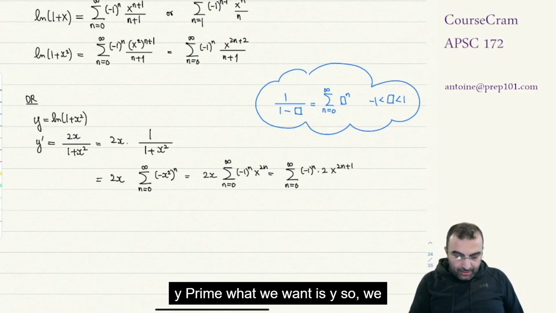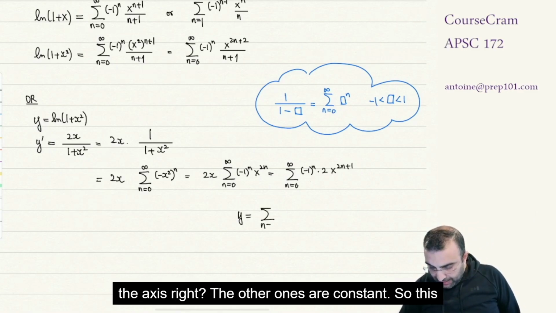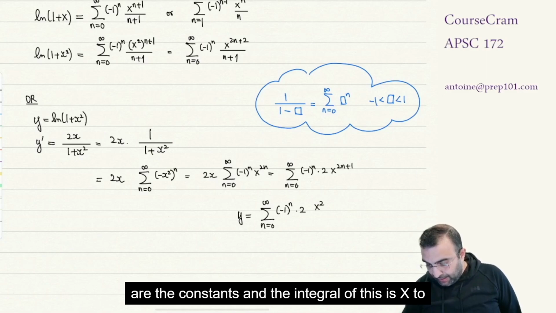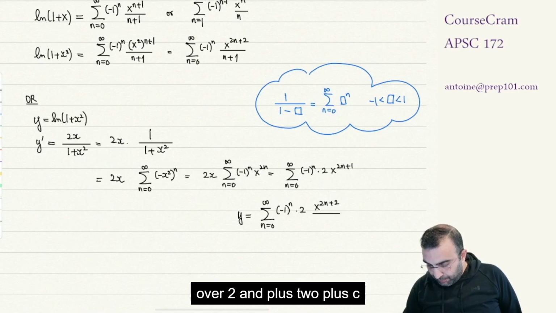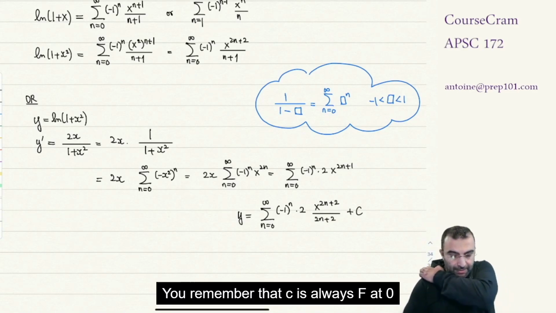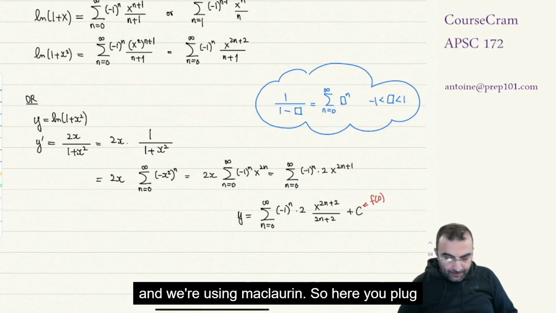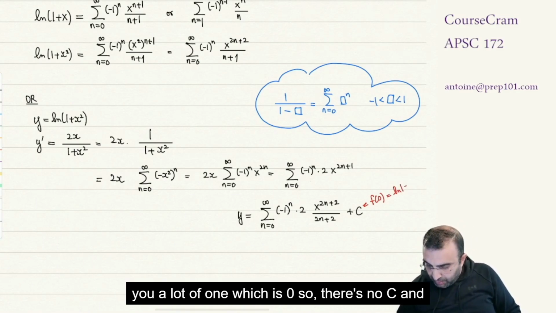Now remember, this is y prime. What we want is y, so we integrate. What's y equal to? And we integrate only the x's, the other ones are constants. So this is (-1)^n times 2, those are the constants. And the integral of this is x^(2n+2) over 2n+2, plus c. You remember that c is always f(0) when we're using Maclaurin. So here you plug f(0), which would have given you ln(1), which is 0.